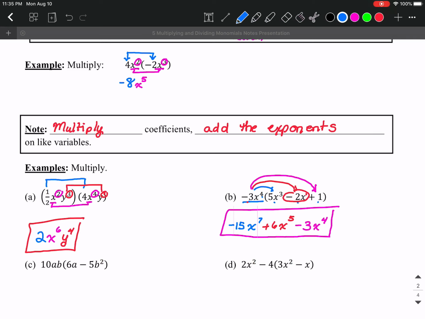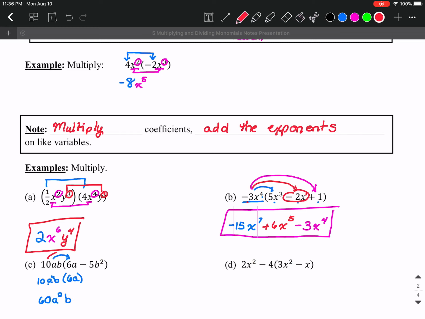It's actually shorter. But I want to show you that some people like to write the step that they're going to do, 10 times AB times the 6A. They like to show that. And 10 times 6 is 60. A times A, they're both to the first, so we're going to keep that A, and 1 plus 1 is 2. And I have a B to the first, so that stays.